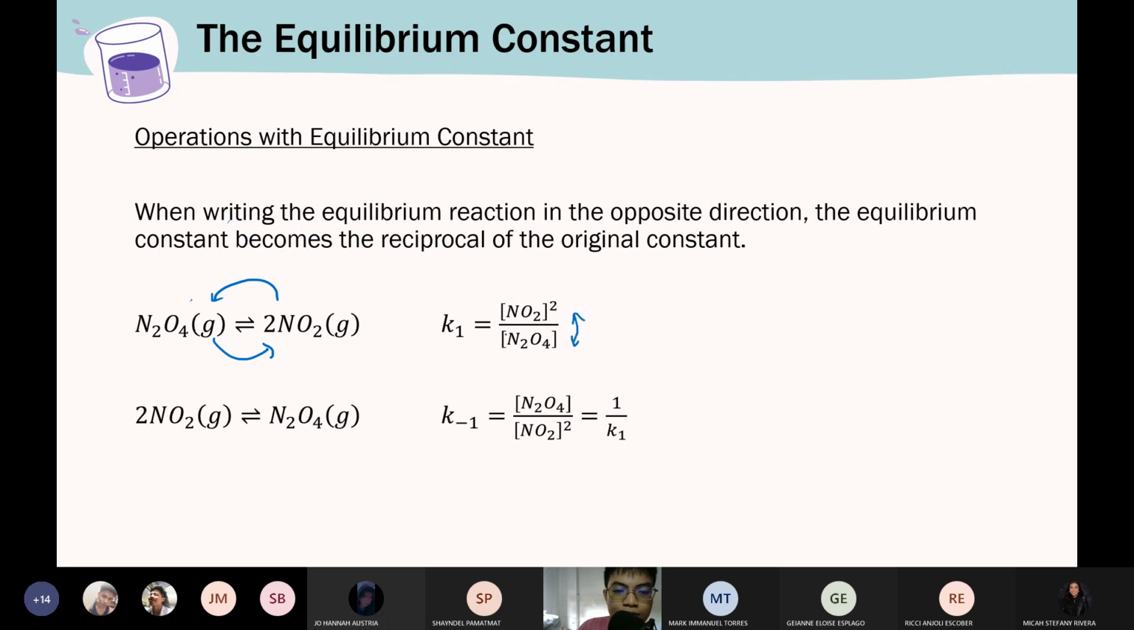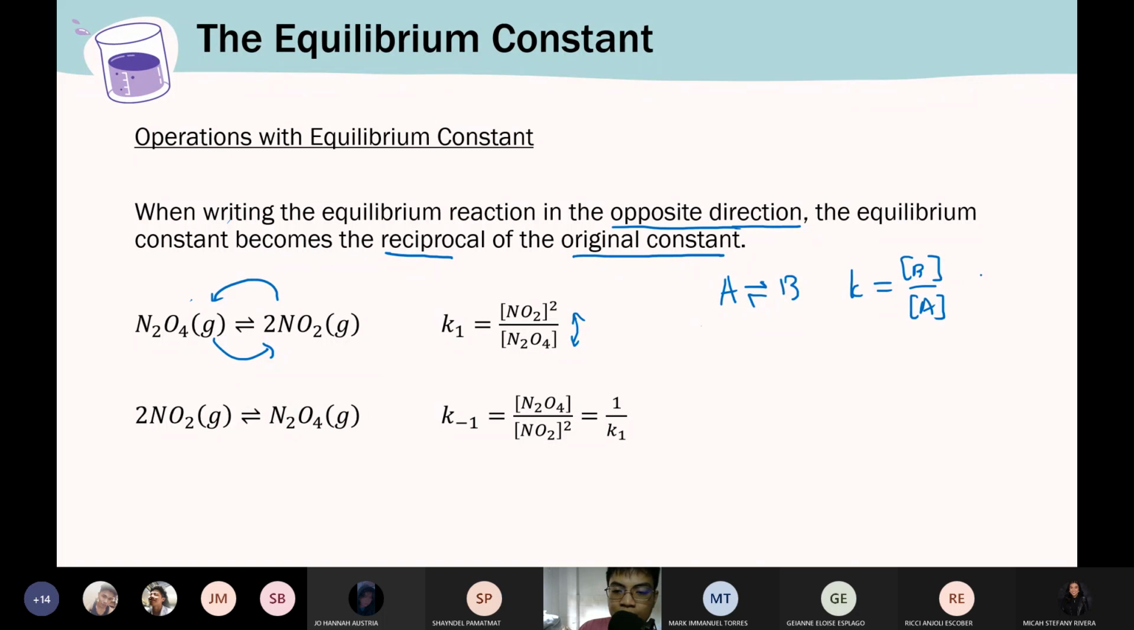Okay? So that's why we said when you write the reaction in the opposite direction, it becomes the reciprocal of the original constant. Okay? So kapag pinagbaliktad mo yung equation, magiging reciprocal lang siya. Okay? So ibig sabihin, kunwari, for this equation, A in equilibrium with B, of course, ang K niyan ay B over A.